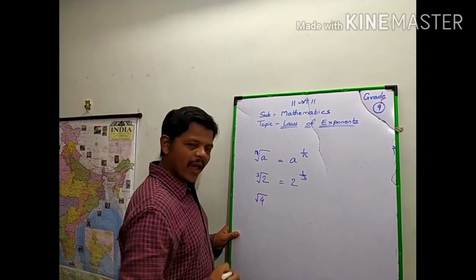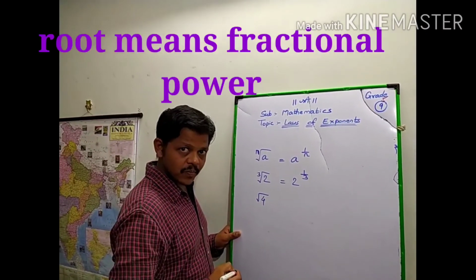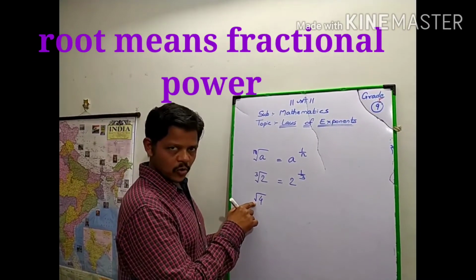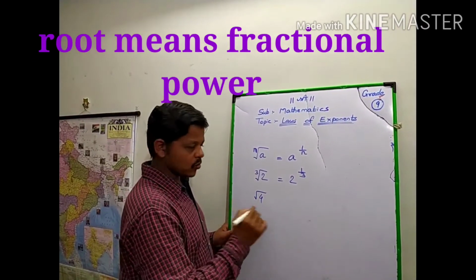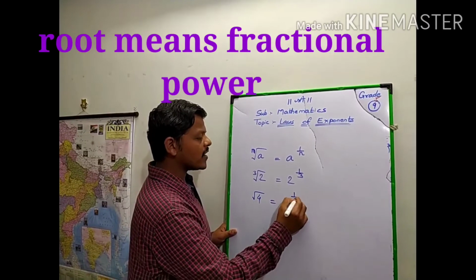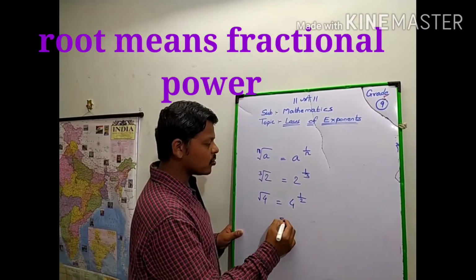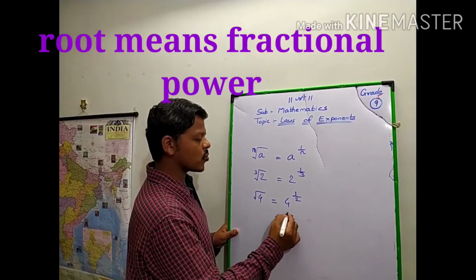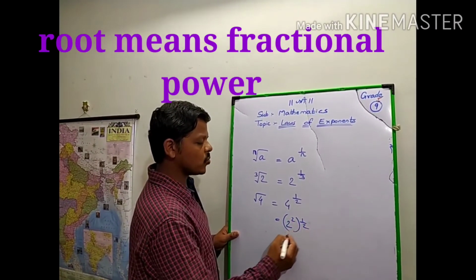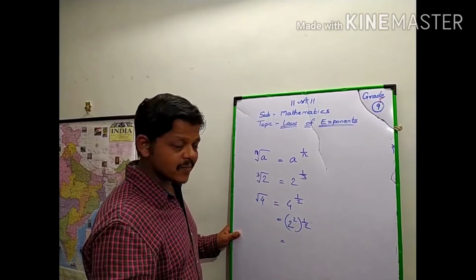So, square root of 4 means what? Root means 1 upon 2. So it would have been 4 raised to 1 upon 2. Clear? And now, you know that 4 could be written as 2 square. And 2 square raised to 1 upon 2. You're going to learn this, but see what happens.